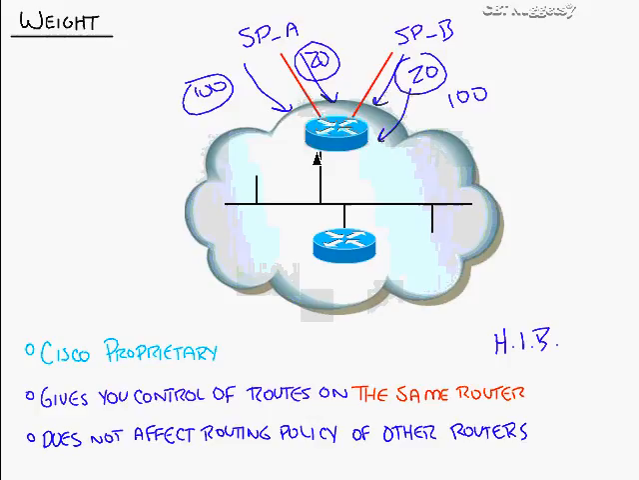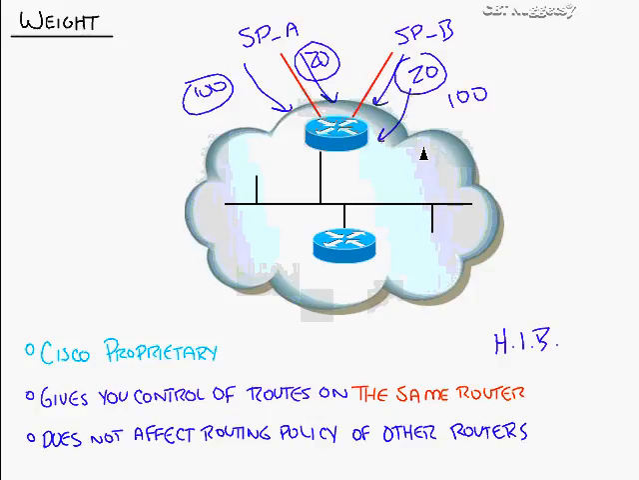Well, that is the job of the last slide of this nugget. I'm going to show you a major list of all the attributes and show you which ones win over one another. The big difference of the weight and the local preference is that the weight does not affect the routing policy of other routers.